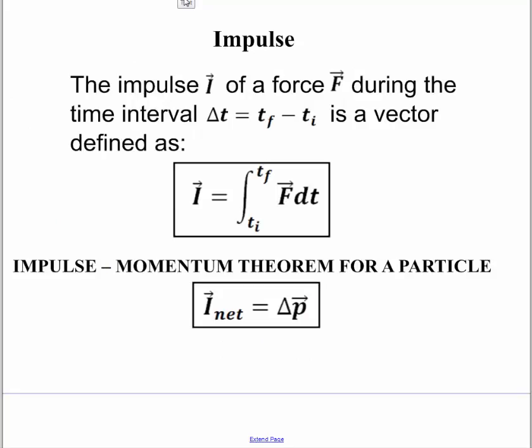Now the impulse, again, is a vector quantity, and the impulse of a force during the time interval delta t from ti to tf is a vector defined as the integral between ti and tf of F dt. That will define the value of impulse. Now the impulse-momentum theorem for a particle says that the net impulse is going to equal the change in momentum of the system itself.